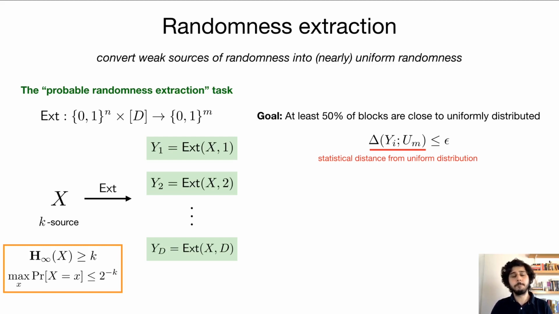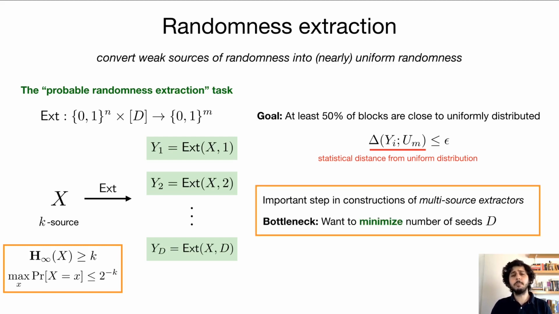most some epsilon. So tasks of this type show up, for example, as an important step in constructions of multi-source extractors, which are objects that extract nearly uniform randomness from multiple independent weak sources. And there the bottleneck is the number of seeds required for probable extraction. So if we can accomplish probable extraction using fewer seeds, we can improve the constructions or improve the parameters of multi-source extractors and also simplify their constructions considerably.